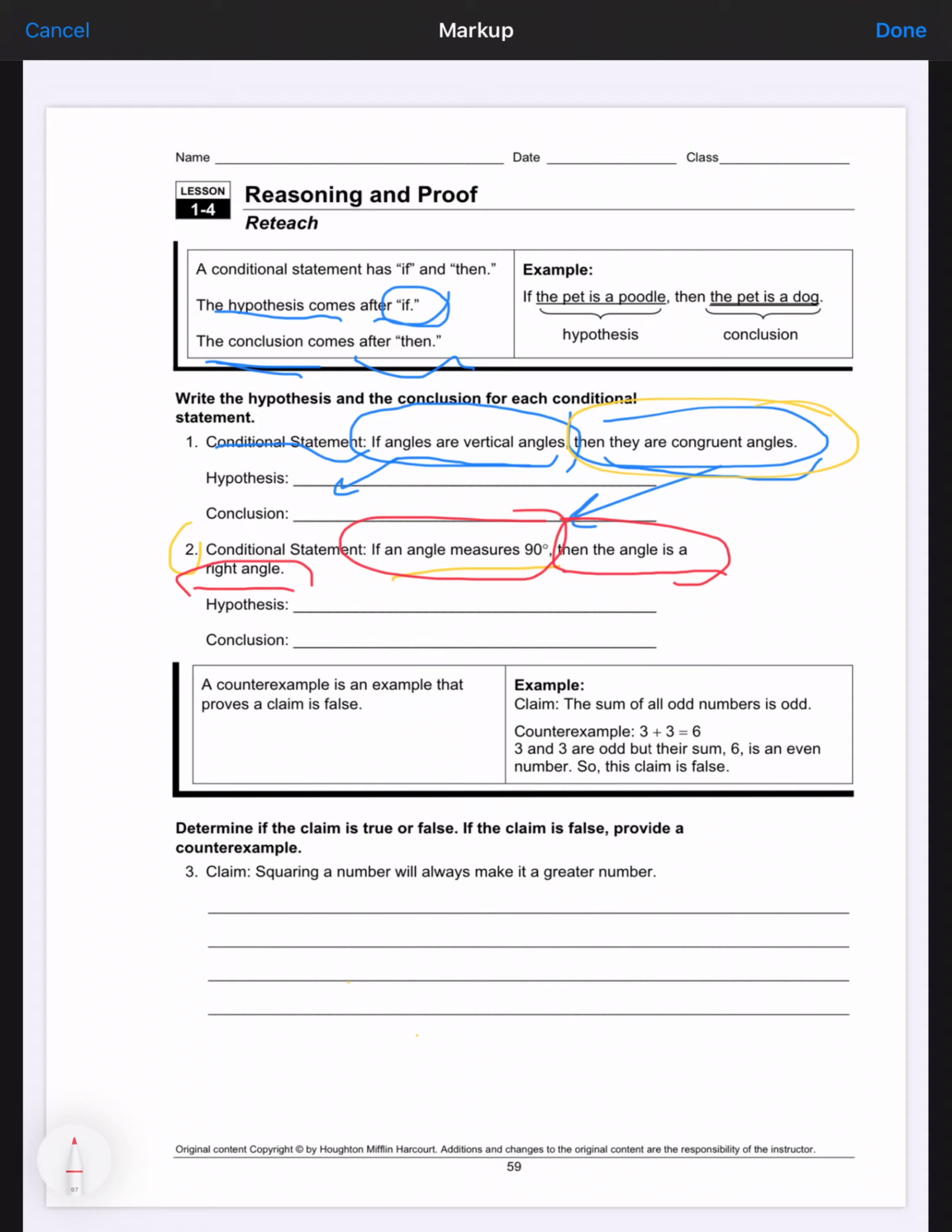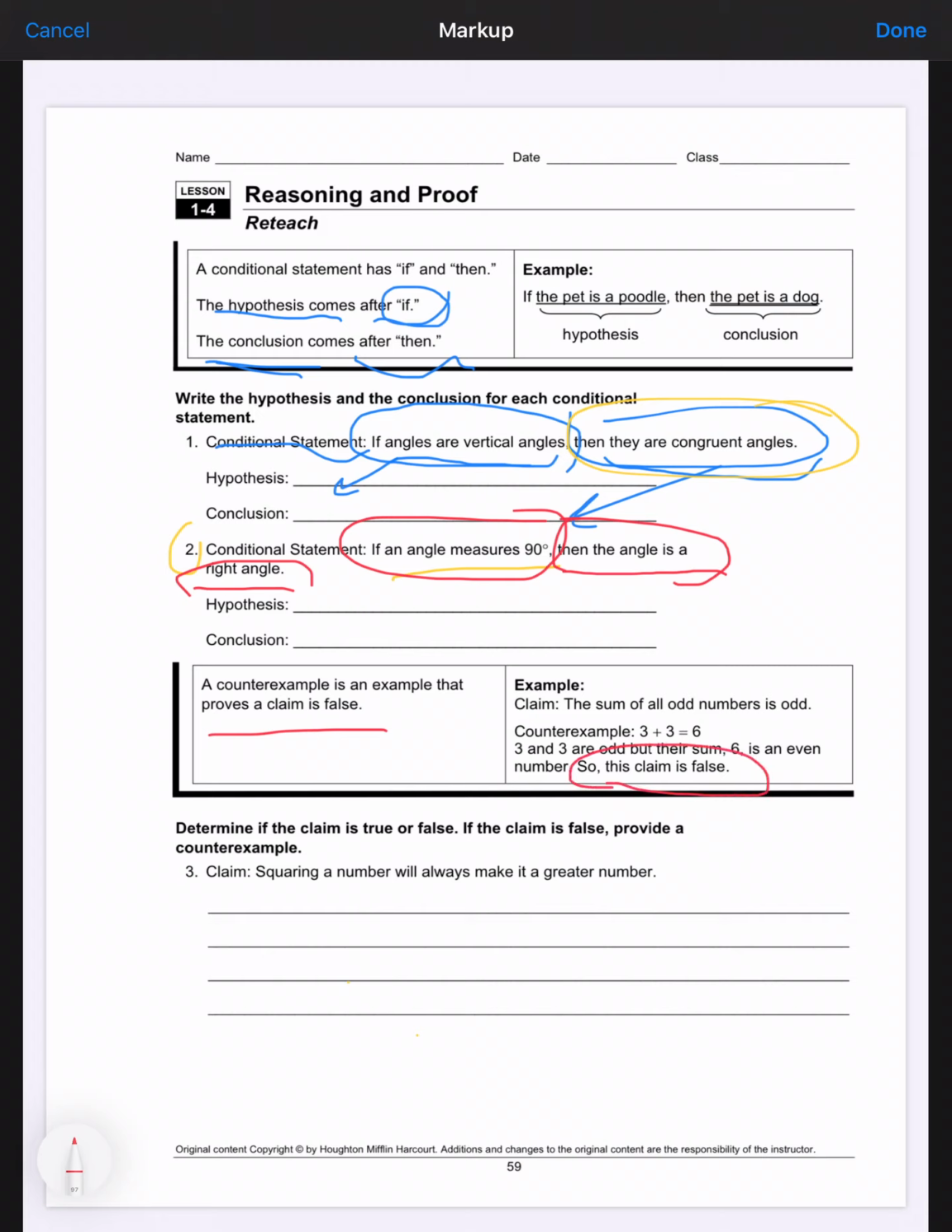Now a counterexample is an example that proves a claim is false. Yes, when we say a claim, this is a claim: the sum of all odd numbers is odd. So we bring a counterexample, which is an example that proves it's wrong. So when we say 3 plus 3 equals 6, 3 and 3 are odd numbers, but their sum is 6, an even number. So the claim is false.